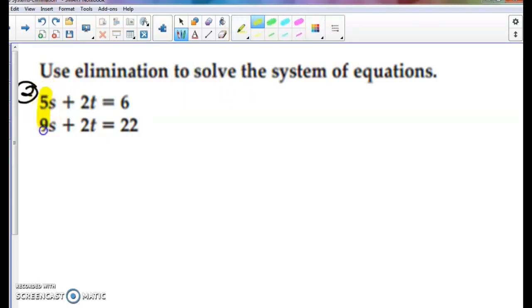So there sometimes is one easier to work with than the other. So if you focus real quick on your s's, they're both positive. 5 and 9 don't have anything in common. So they're a little bit harder to work with. If you look at your t's, I have a plus 2t and a plus 2t. So they already have the same coefficient in front of them. The only thing that I would have to fix is this sign in front, that plus. Because to be opposite coefficients, they have to have different signs.